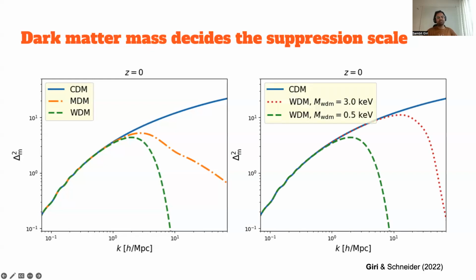The scale of suppression is decided by the mass of the warm dark matter particles. Here in the right panel, I show warm dark matter scenarios where they are completely warm but with different masses. Less the mass, larger is the scale below which fluctuations are removed.